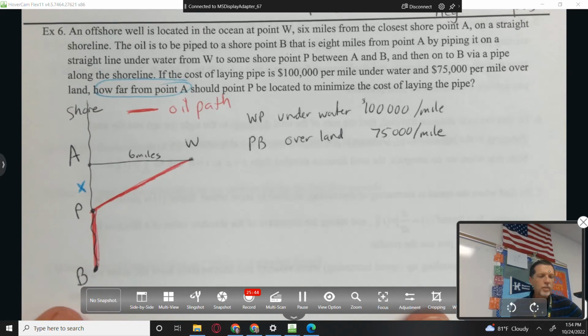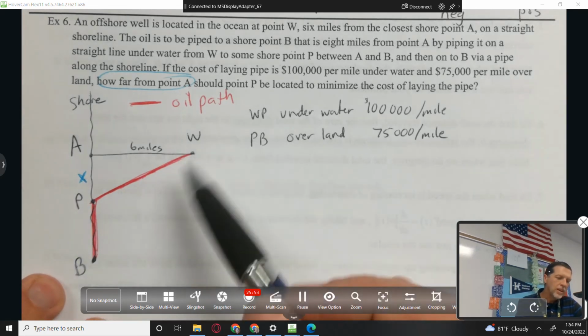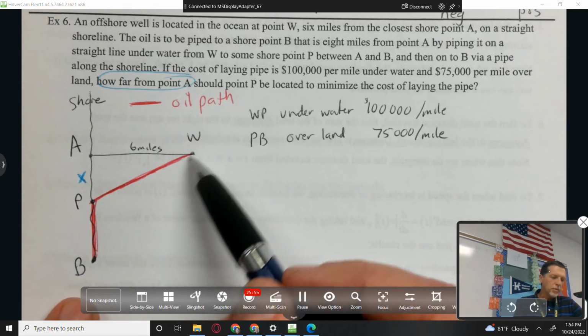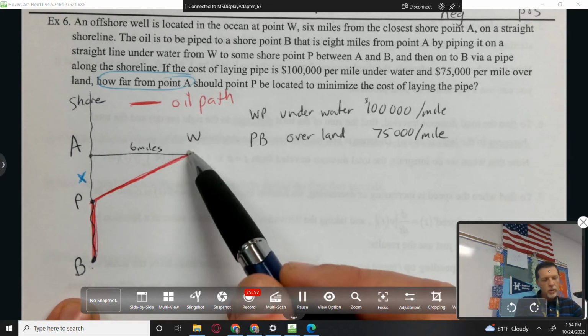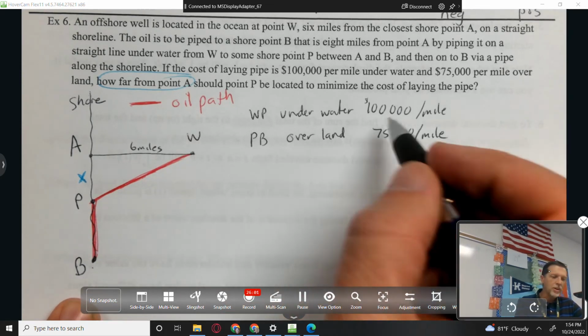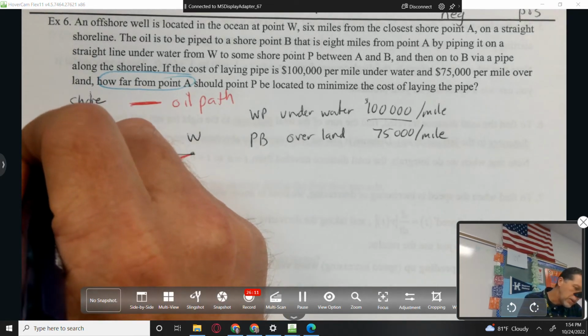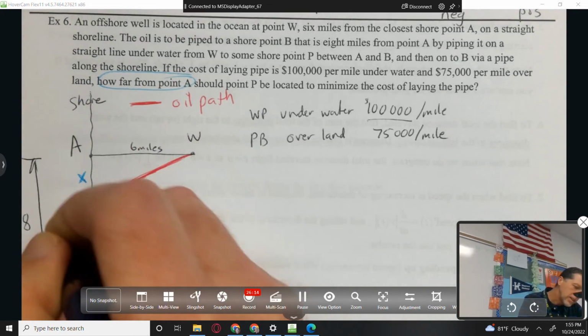Made up weird problems like this, pretty standard fare on AP test. And I think you can see why this is a tricky problem. If you just went from W to B, that would be the quickest, shortest amount of pipe, but it might cost more money. If you just went straight and over, you'd be laying a lot of pipe, so that's maybe not the best way to go. Okay, from A to B, they said was 8 miles.